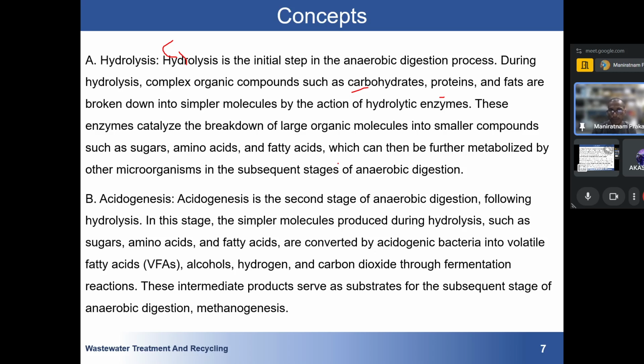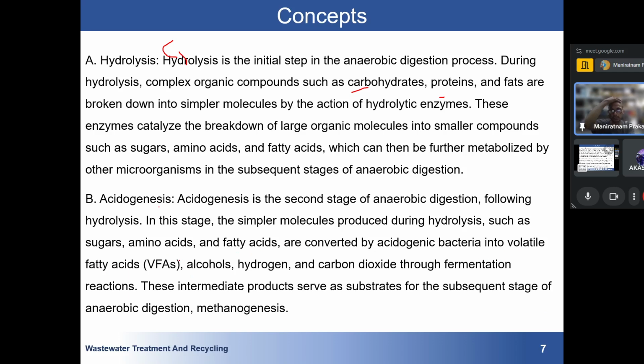So the first step has occurred. Reaction with water has happened, and a larger molecule has been broken down into a smaller molecule. Now the second step is acidogenesis, that is generation of acid. Acidogenesis is the second stage of anaerobic digestion following hydrolysis. In this stage, the simpler molecules produced during hydrolysis, so you can see this carbohydrate has been broken into simpler molecules, that is sucrose is broken into glucose, such as sugars, amino acids, and fatty acids, are converted by acidogens into volatile fatty acids.